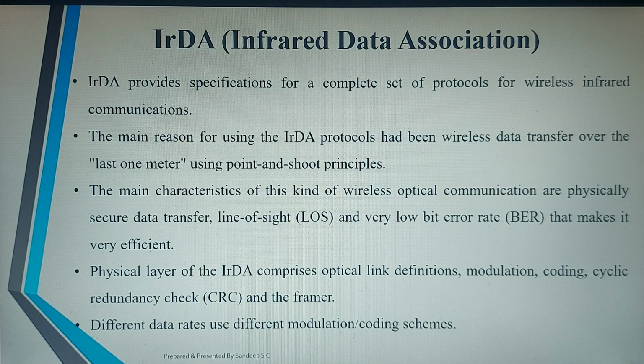Of course, after modulating, the signal has to be coded using binary bits. Then the cyclic redundancy check is used to check if there is any error in the transmission. However, the probability of error is very low in this type of communication. Different data rates use different modulation and coding schemes. The data rate here can be configured. So depending on which data rate is used, different modulation and coding techniques can be used in IrDA.